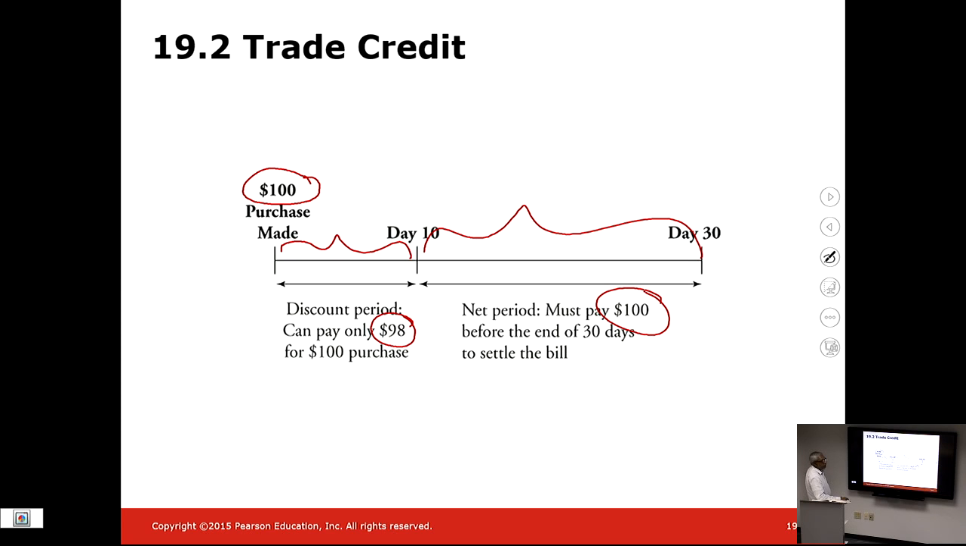So trade credits are essentially a good way to speed up collection of accounts receivable. Firms allow these trade credits as an incentive. This 2% incentive over here is to incentivize the speedy collection of receivables.